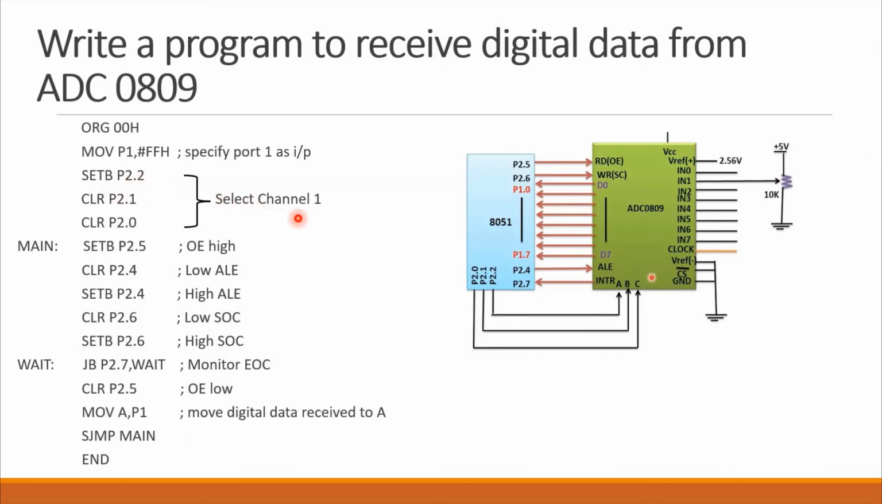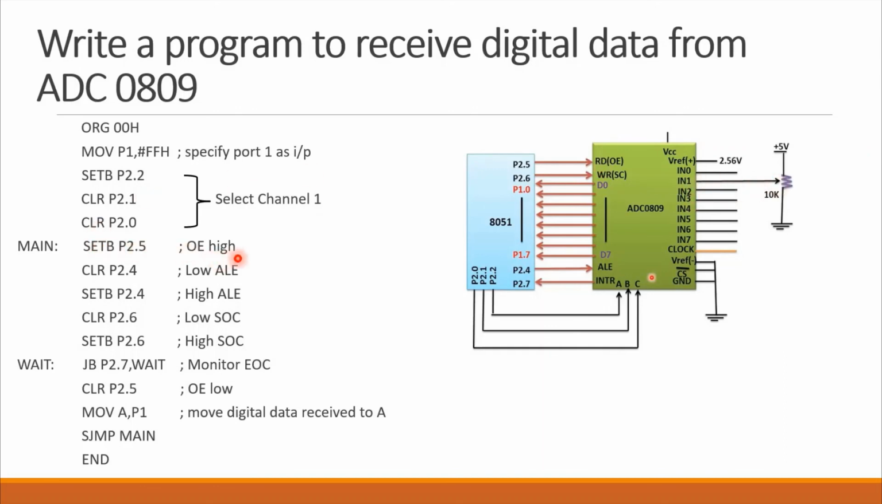Then select the channel. For channel selection, you have to provide ADD A, ADD B, ADD C. So we require 0, 0, 1, which means only the A pin will have a 1. That is P2.2, so we have provided 1, 0, 0 that way. So we selected channel 1. Why? Because in the diagram we have connected the sensor to channel 1.